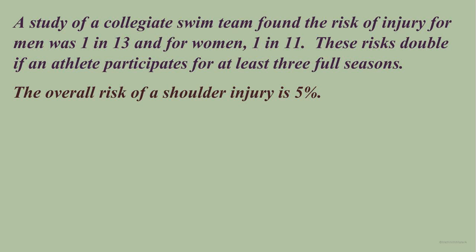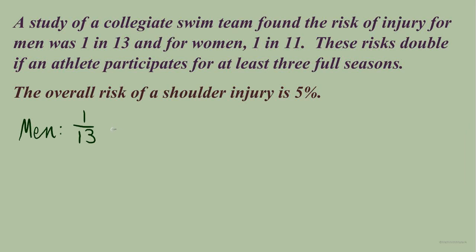Here's our next video for interpreting quantitative information, information in ratios, and this time the ratios are in the context of risk. A study of a collegiate swim team found the risk of injury for men was 1 in 13 and for women 1 in 11. These risks double if an athlete participates for at least 3 full seasons, and the overall risk of a shoulder injury is 5%. Let's take these ratios for risk of injury and turn them into percents.